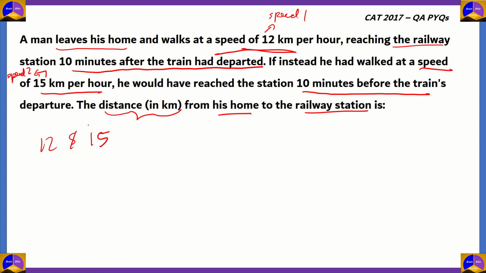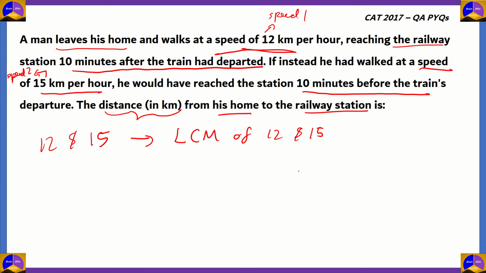So we need to express distance in a way that involves multiplication of both 12 and 15. So what we do is we take the LCM of 12 and 15. Now, if you do 15 times 12, that would be 150 plus 30, 180, but that's not the lowest common multiple.